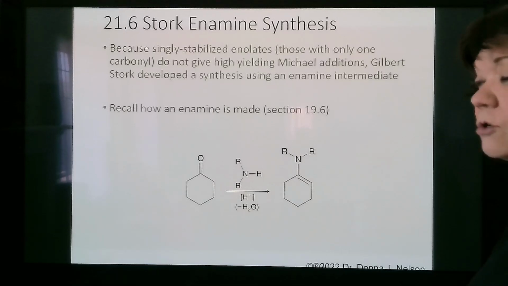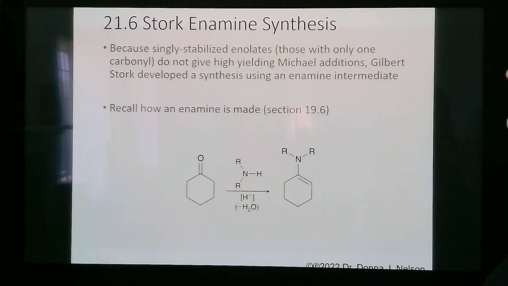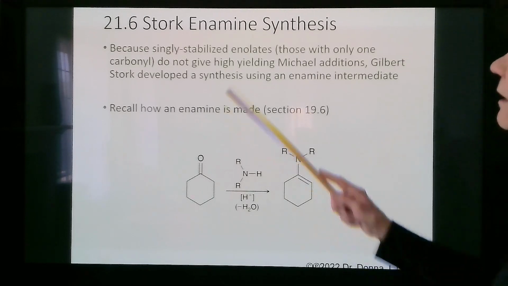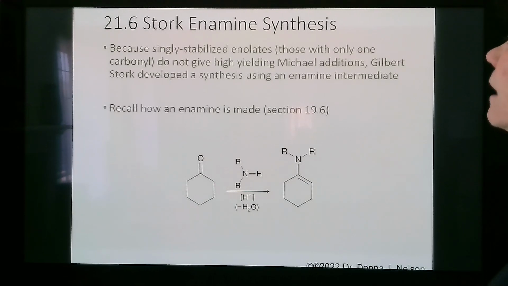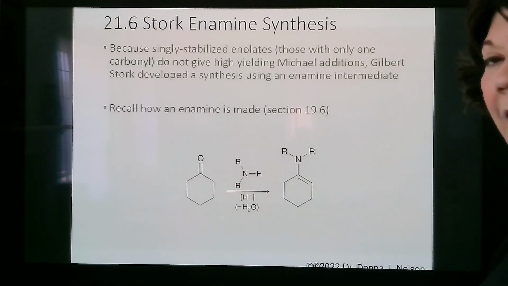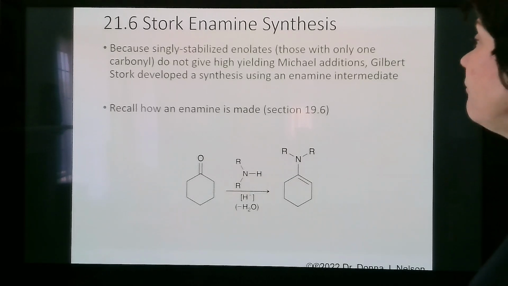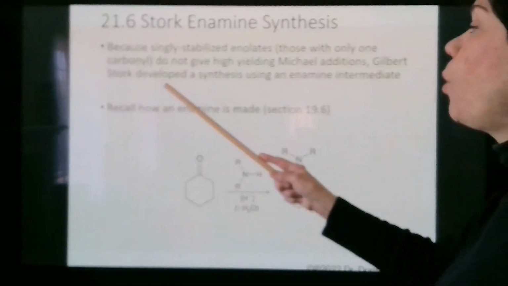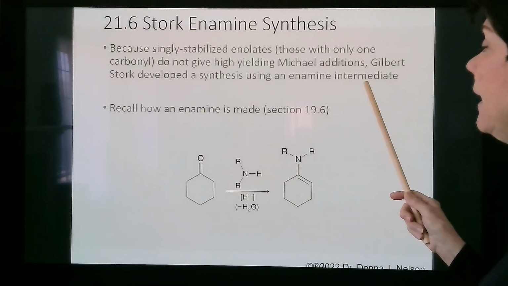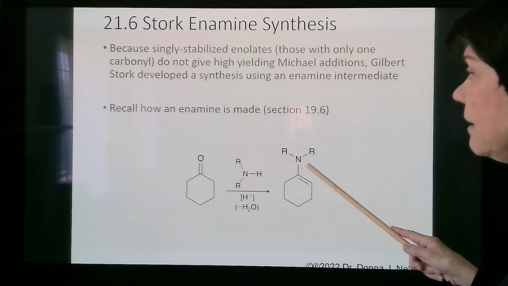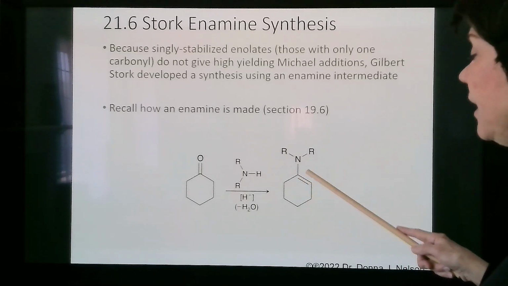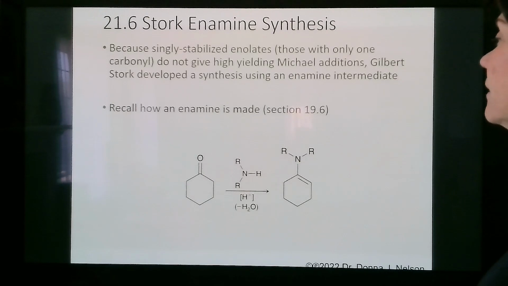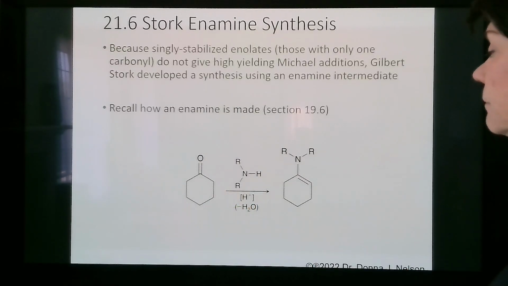Now, on to the Stork-enamine synthesis. Because singly stabilized enolates, in other words, those with only one carbonyl, don't give high-yielding Michael additions. That's the attack at the 4 position of the alpha-beta unsaturated carbonyl. Gilbert Stork developed a synthesis using an enamine intermediate. Here you have the enamine intermediate. And so this reminds you of how the enamine is created from the carbonyl.